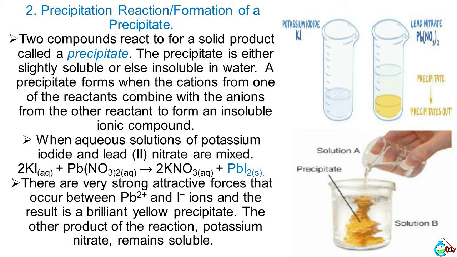When aqueous solutions of potassium iodide and lead(II) nitrate are mixed: 2KI(aq) plus Pb(NO3)2(aq) yields 2KNO3(aq) plus PbI2(s). There are very strong attractive forces that occur between Pb2+ and I- ions, and the result is a brilliant yellow precipitate. The other product of the reaction, potassium nitrate, remains soluble.